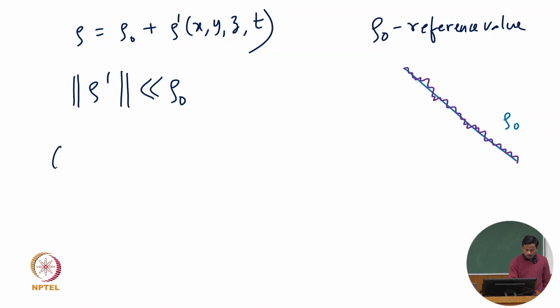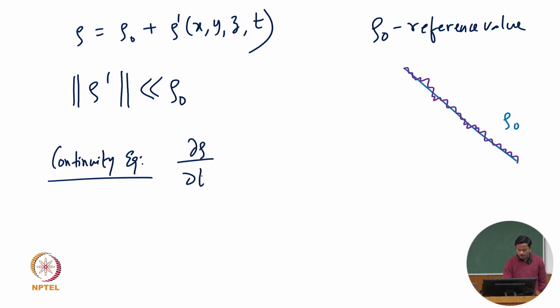So now the continuity equation. We'll write down the continuity equation that we derived earlier: del rho by del t plus del dot rho u. We are not making an assumption of incompressibility here. We are writing down the full continuity equation for any fluid, either a compressible or an incompressible medium. Now substitute equation 1 in the continuity equation.